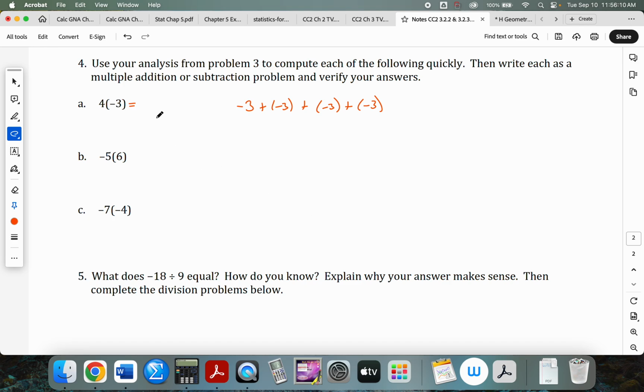All right. So Sammy, tell me what you got here. Negative 12? Great. I have a positive multiplied times a negative. I'm adding negative 3 to itself 4 times. All right. Yes, Paul. Negative 30. Yeah. Here, I am subtracting 6 5 times. I don't really need the parentheses.